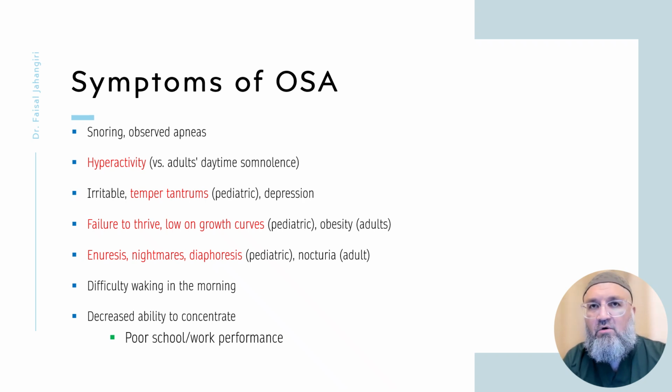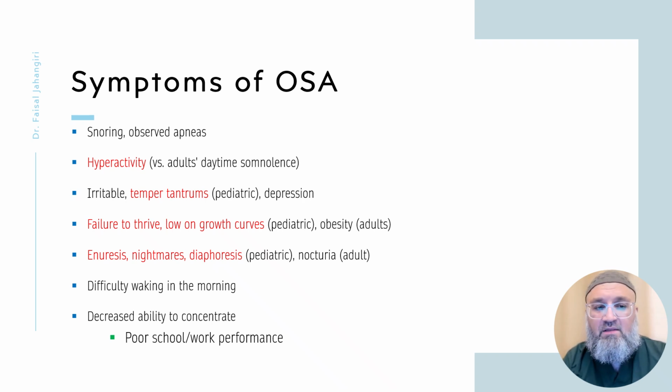So there's complete or partial obstruction of the airway, and then the person gasps for air and wakes up, and that has caused disruption of the sleep. Hyperactivity occurs in children as compared to adults. Daytime slowness: adults are sleepy in the daytime, but children are more hyperactive when they don't get to sleep. There's irritability in adults, and kids have temper tantrums, and also depression, failure to thrive.